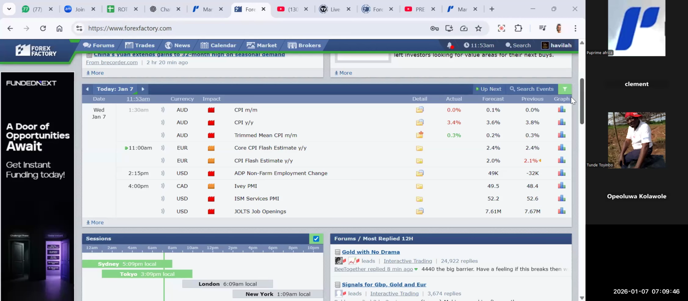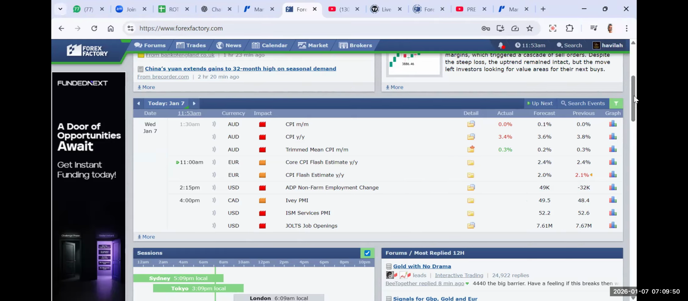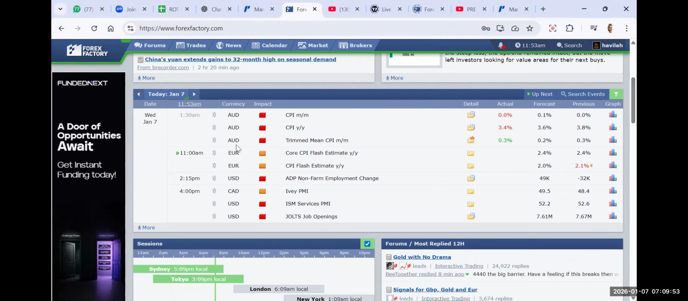All right, so today is Wednesday, the 7th of January, 2026. Now, like I said, when I was in the weekly outlook on Monday, we had the AUD CPI in the course of the night here in Nigeria, 1:30 a.m. We saw the data come out bad for the AUD and one good. So definitely we have an overall bearish outlook on the AUD, but that's already happened, 1:30 a.m.